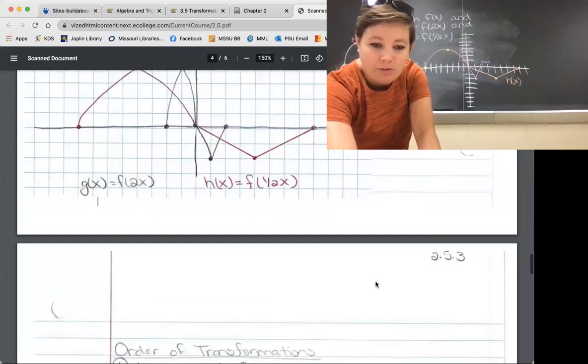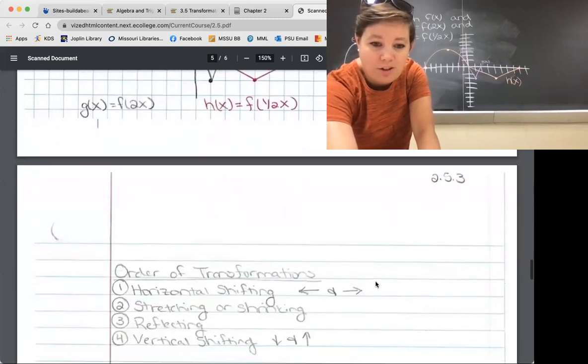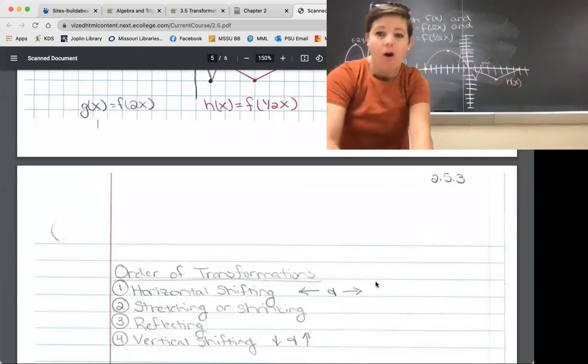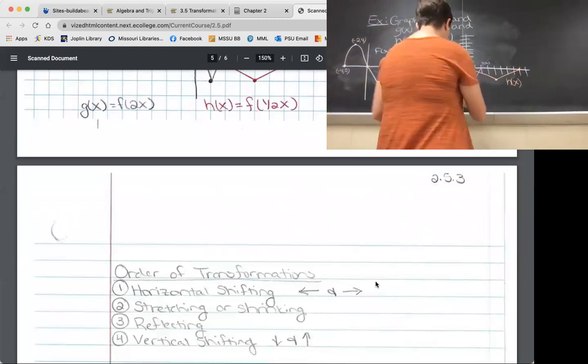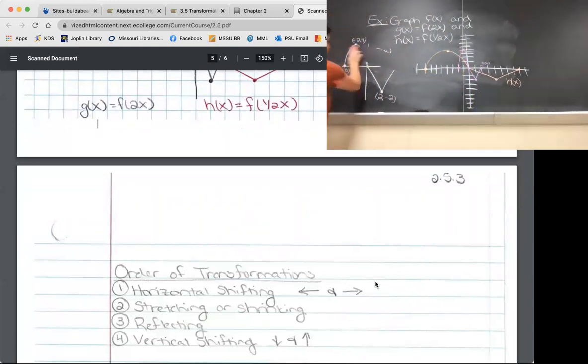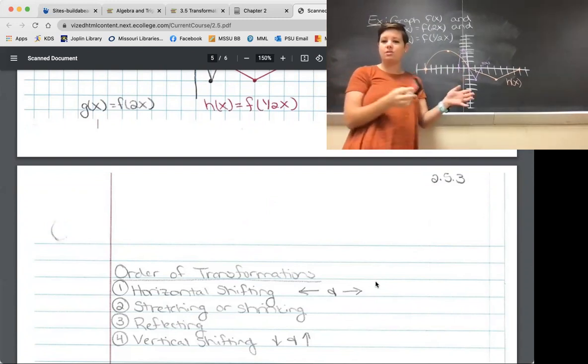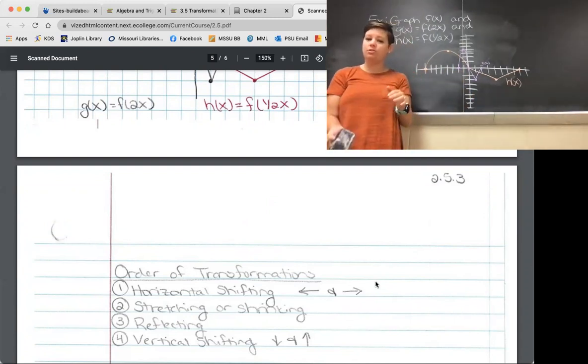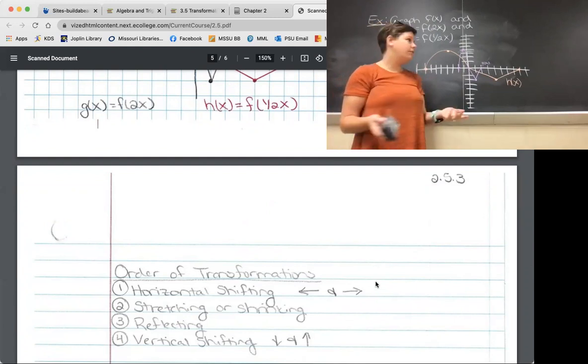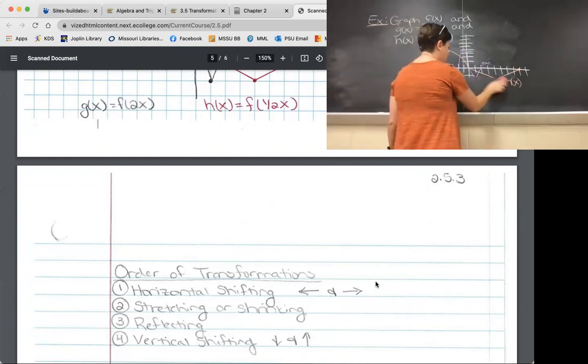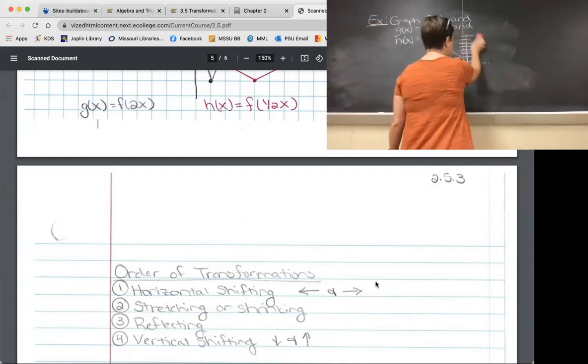So those are all the different types of transformations, and you can do all of them all in one thing. You do need to follow a specific order if you're going to do them. Earlier when we did vertical and horizontal shifting, we did the horizontal shifting first, then we did the vertical shifting. So there is kind of an order of operations when it comes to transformations.